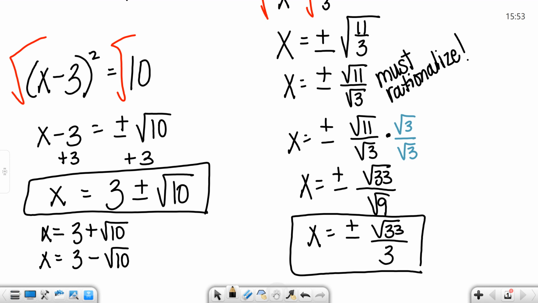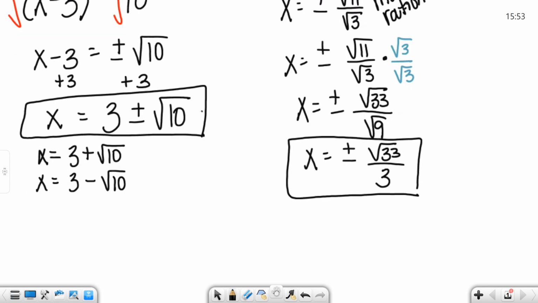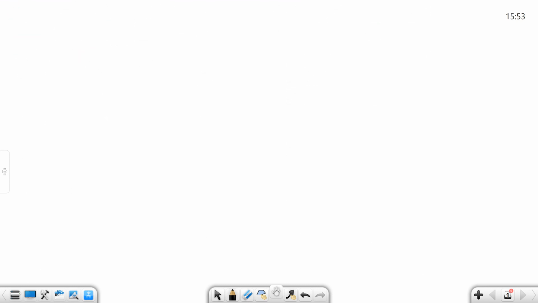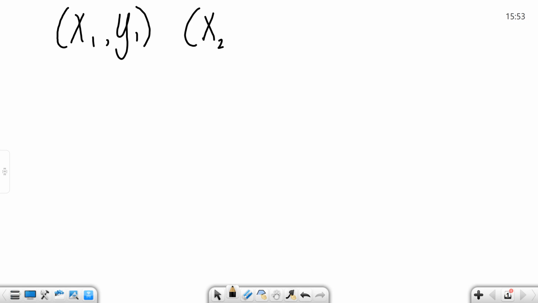Okay, so that's the square root property. Let's go on to the distance and the midpoint formulas. Now, both of these formulas require us to have a set of ordered pairs. So here are our two ordered pairs. Now, my little subscript 1 and 2 just mean the first ordered pair and the second ordered pair. That's all that means.